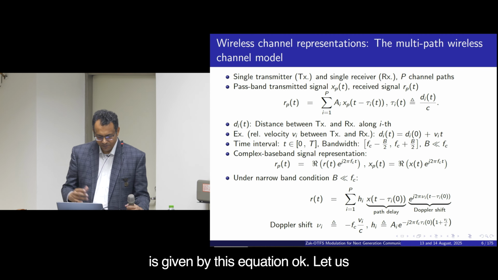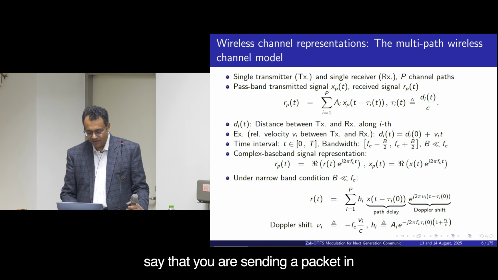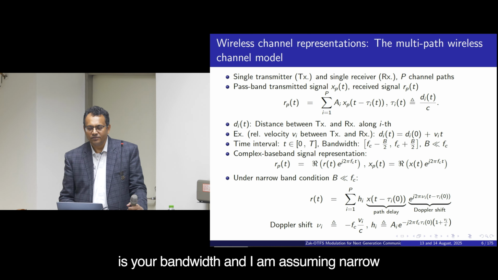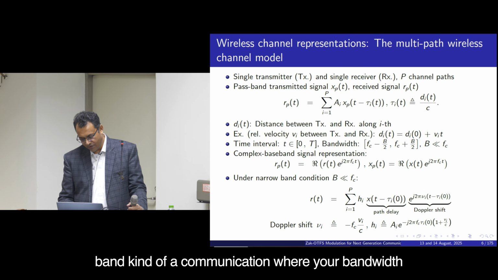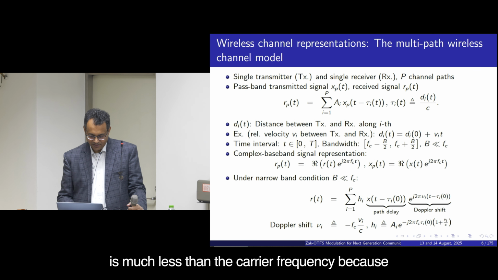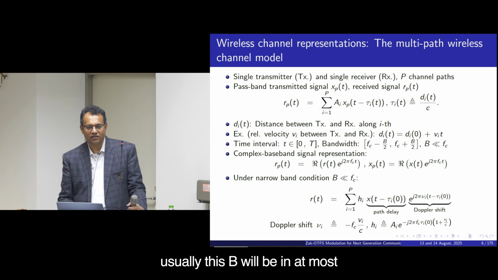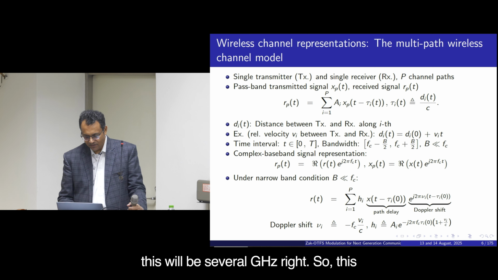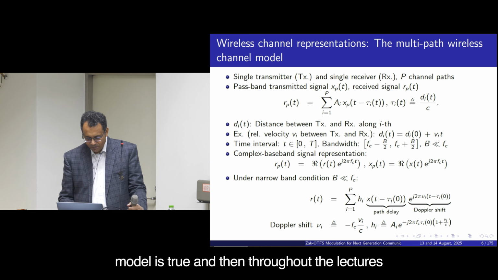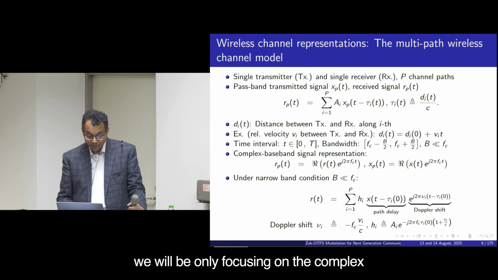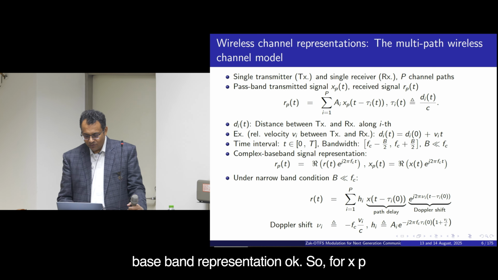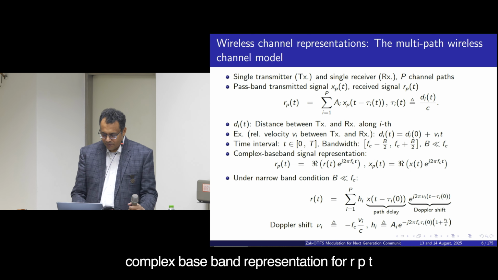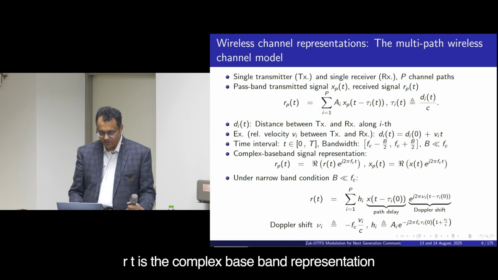Let's say that you are sending a packet in this time interval 0 to capital T. This is your bandwidth B, and I am assuming narrowband communication where your bandwidth is much less than the carrier frequency, because usually this B will be at most maybe 100 megahertz, but the carrier will be several gigahertz, right? So this model is true, and throughout the lectures we will be only focusing on the complex baseband representation. So for x_p(t), this x(t) is the complex baseband representation. For r_p(t), r(t) is the complex baseband representation.